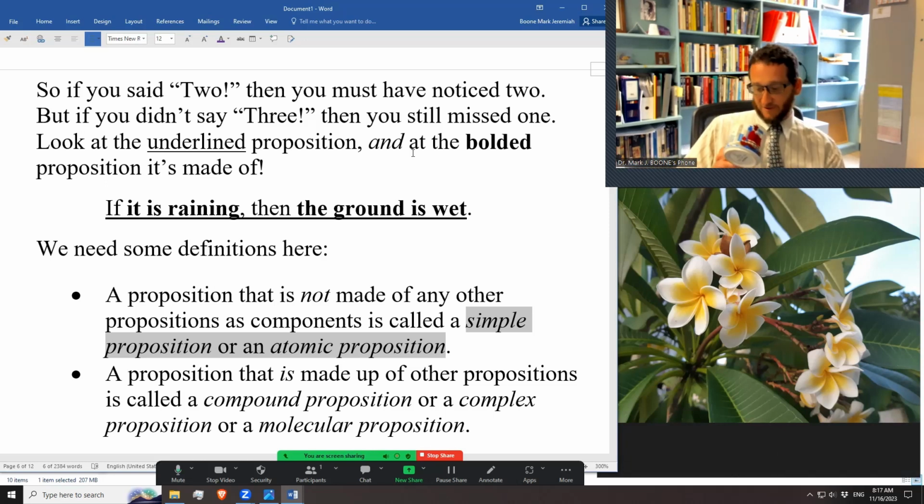Standard example from the last video, we can use it again. The teacup is full. That's a proposition. It's an atomic proposition. It's not made of any other proposition. But look, the teacup's actually empty. So if I say the teacup is not full, or it's not the case that the teacup is full, that's a compound proposition because it's made of the simpler proposition, the teacup is full. And that's all for now.